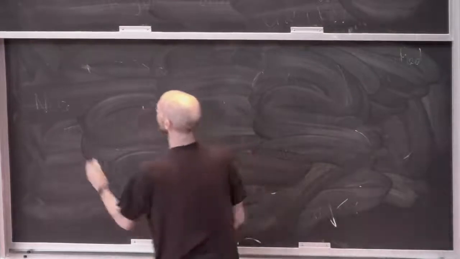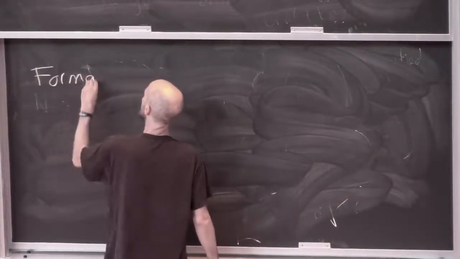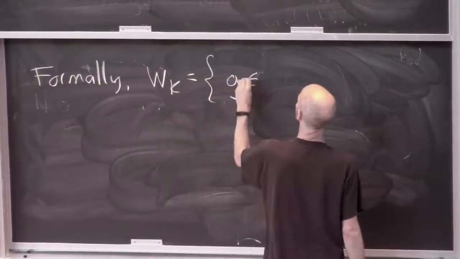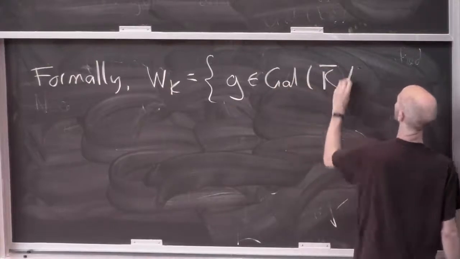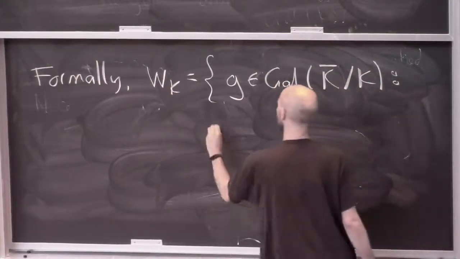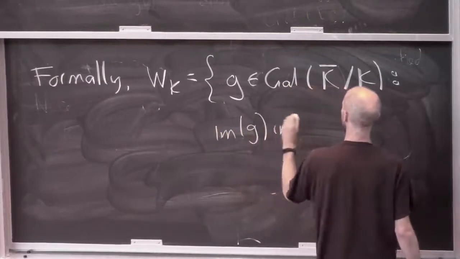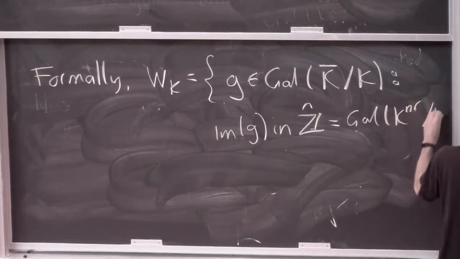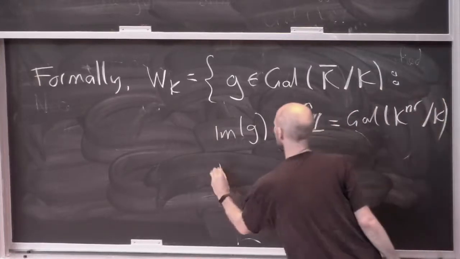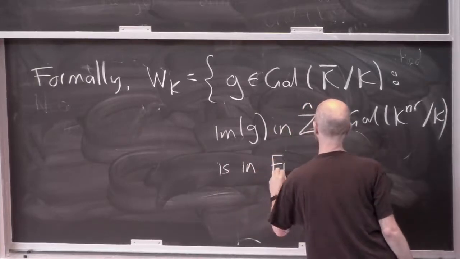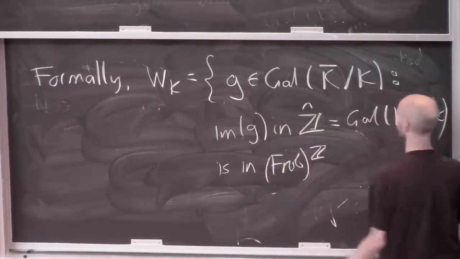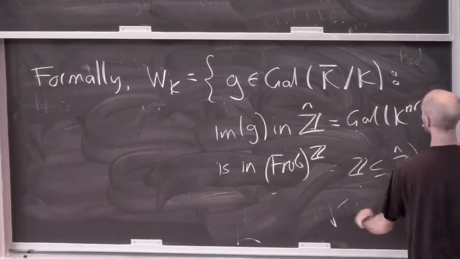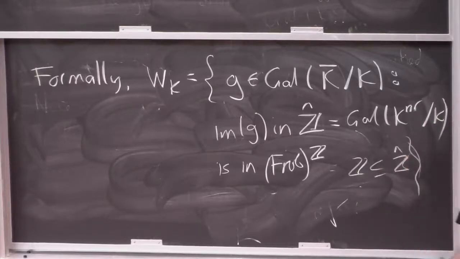So if you like, formally, W_K is the set of G in Gal(K bar over K) such that the image of G in Z hat, which is Gal(K^nr over K), is actually Frobenius to the power Z, right? If you like, you can just call it Z, if you're happy about Z living in Z hat. So that's what the Weil group is.